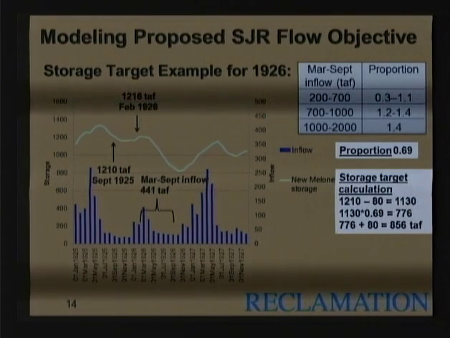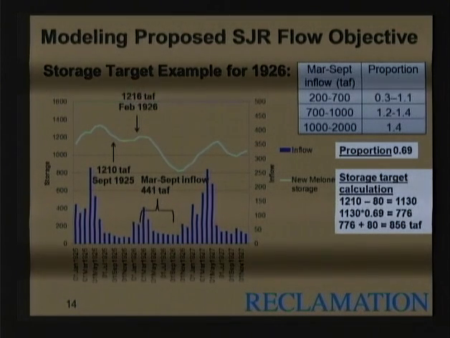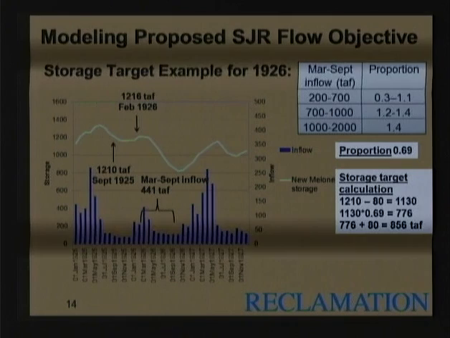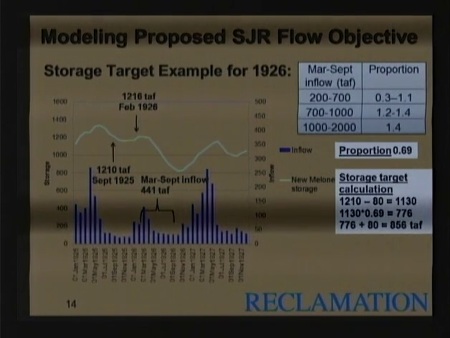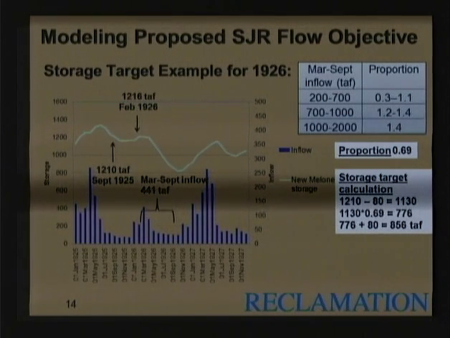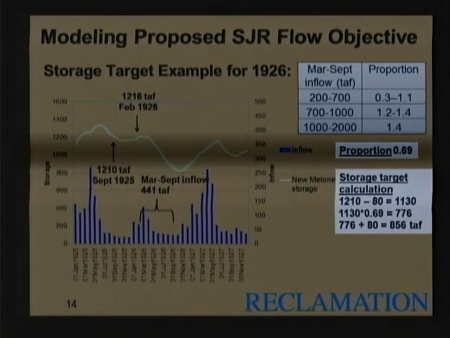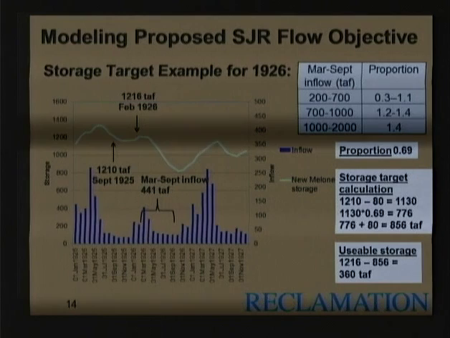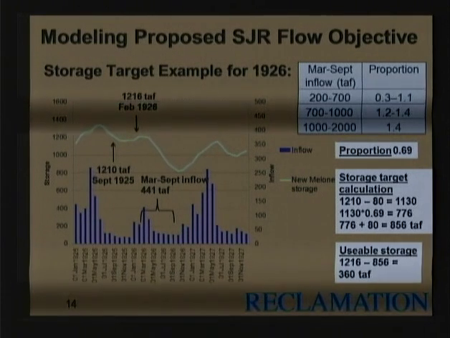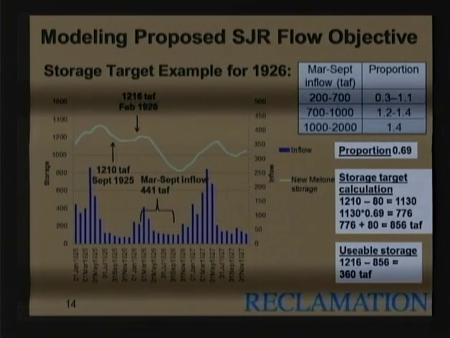And multiply that by, so 1210 is the storage in September. You remove the 80 TAF, which is the minimum storage. Multiply that difference by that proportion and get 776. Then add the 80 back on, and that's your end of September storage target. And then that leaves you with 360 TAF of storage that you can use for deliveries in that year.